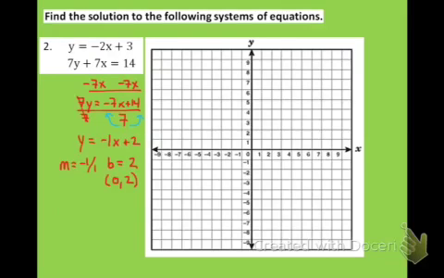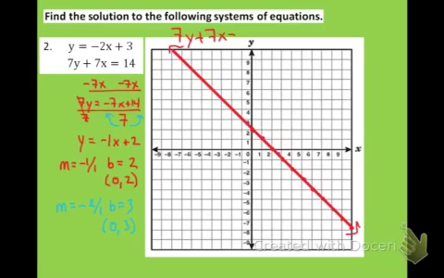The first equation is already solved for y equals mx plus b. So we know that our slope is going to be negative 2 over 1. Our y-intercept is going to be 3, or the point (0, 3). I'm going to go ahead and graph both of those, making sure I put arrows and label. I'm going to graph the second one, arrows and label.